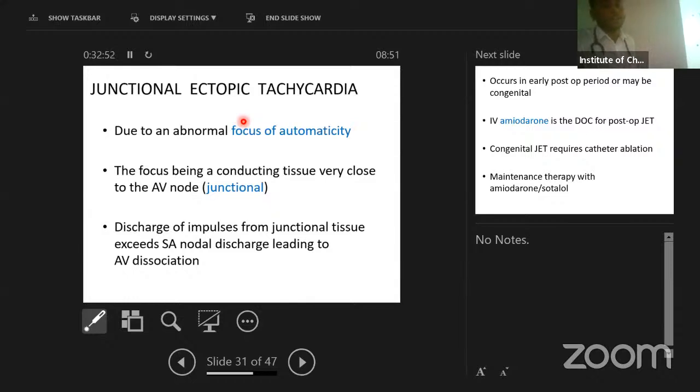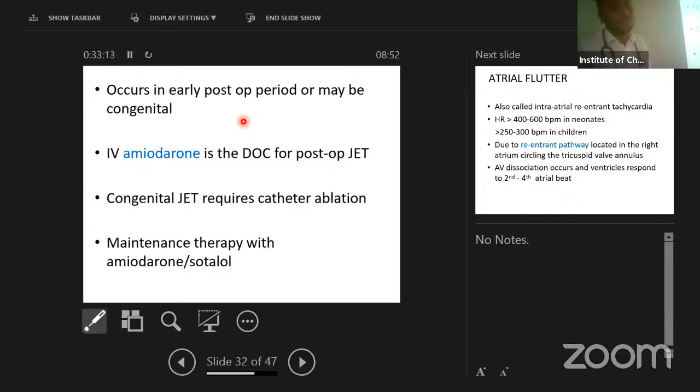Junctional ectopic tachycardia. Due to the abnormal focus in the automaticity, the focus being a conductive tissue very close to the AV node, that discharges the impulse from the junctional tissue, exceeds the AV nodal discharge, and causes AV dissociation. It occurs in the early post-op period, or may be congenital.